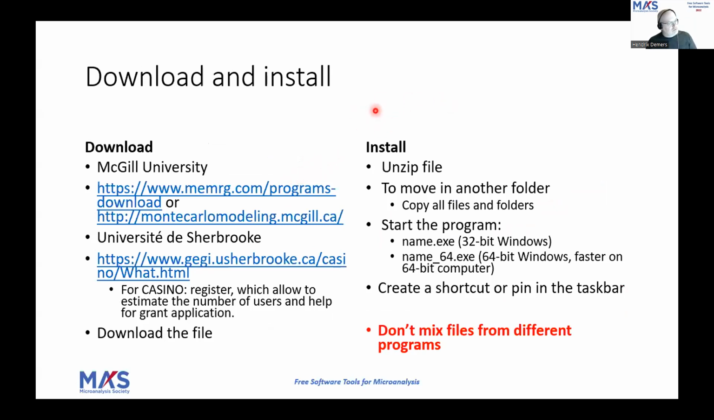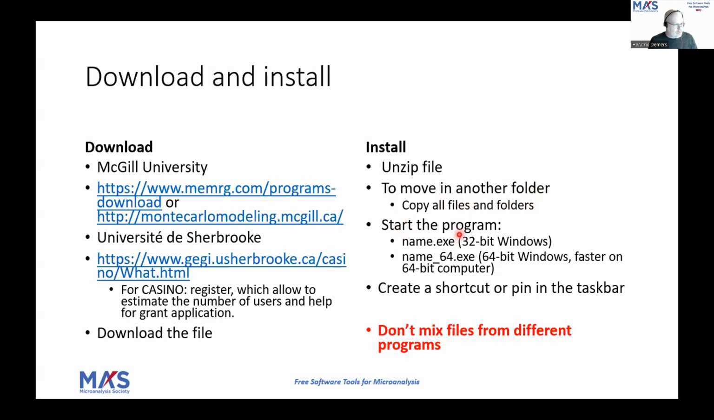Now, just to give you some guidelines on how to download and install this software, they are very similar to the BadgerFilm installation. You go to these two websites to download either MCXray or WinXRay or Casino version 1, 2, or 3. You just download the file and unzip it. If you want, you can move it to another folder, copying out the files and folders. It's very important: if some files are missing, you're going to get problems with the simulation.